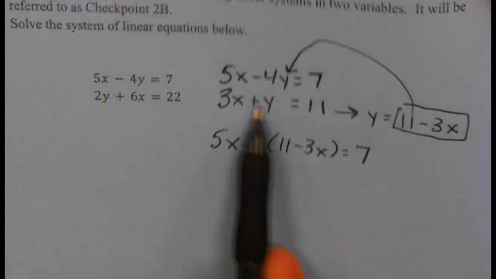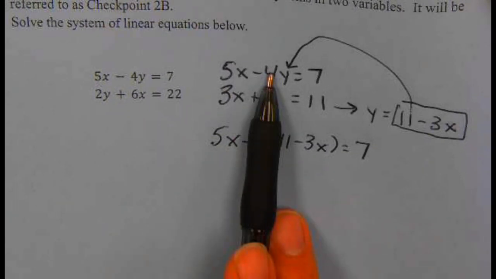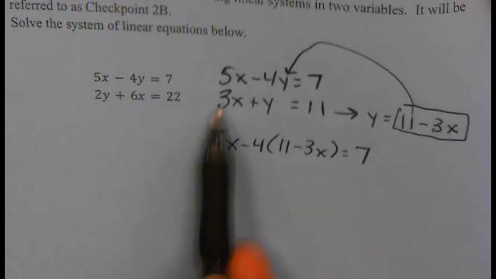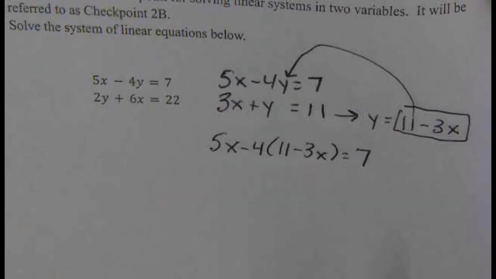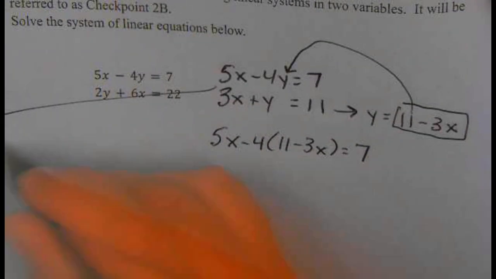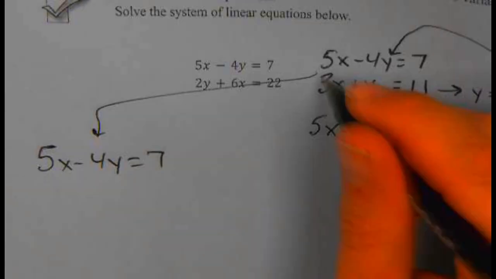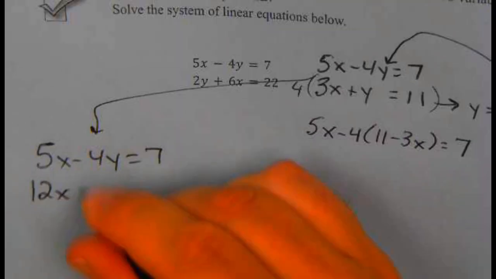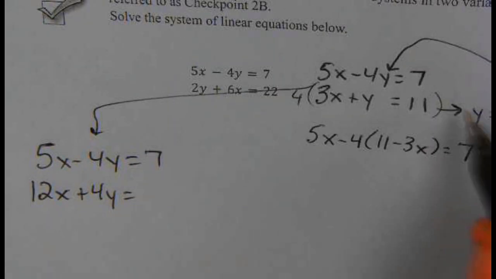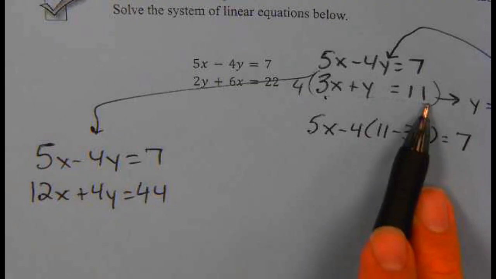But if this became a 4, then if I added it with this one, the y's would eliminate. So I could make this bottom equation a 4 right here if I multiply the whole thing by 4. So here's elimination. 5x minus 4y equals 7. And now I'm going to take this bottom equation and multiply it by 4 and get 12x plus 4y equals 44. You got to remember to multiply the whole thing by whatever you're multiplying by.